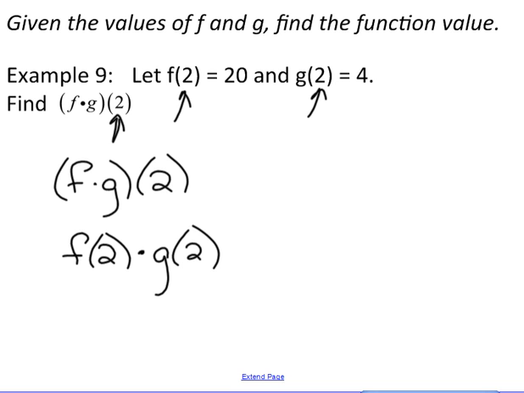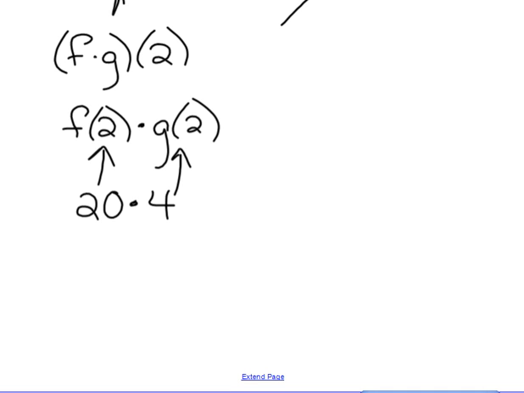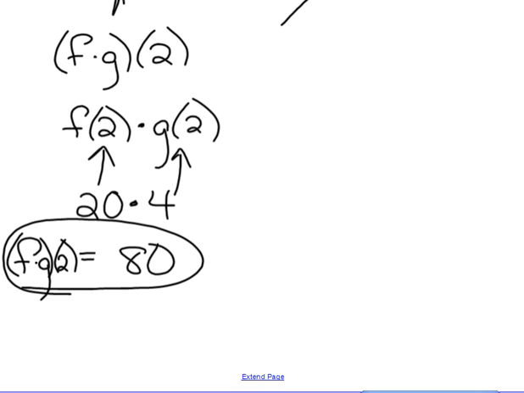If we go back up to the original problem, we see that f of 2 is equal to 20. So I'm going to replace my f of 2 with 20. And my g of 2, you go back up here, g of 2 is equal to 4. I'm going to replace g of 2 with 4. And so 20 times 4 is 80. So f times g of 2 is 80.